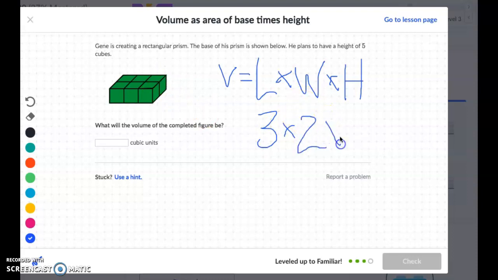times the height. Now this is where you have to make sure that you read the problem. If you went straight to the picture, you probably would have put the height as 1. It's not. The height is going to be 5. And it says, what will the volume of the completed figure be? So how many cubes total will it be when he's done? 3 times 2 is 6, times 5 is 30 cubic units.